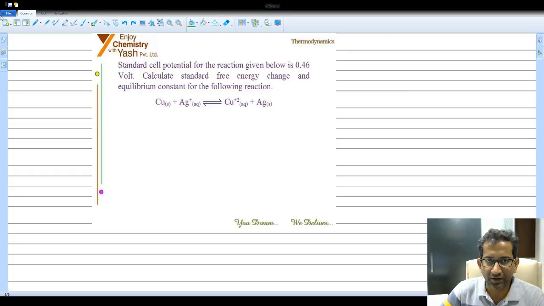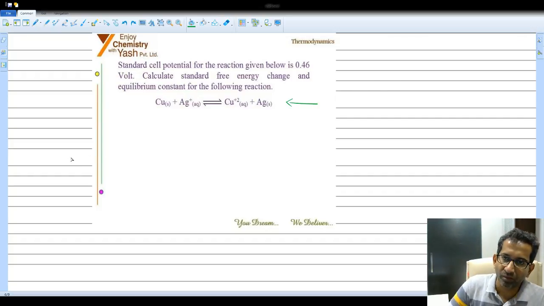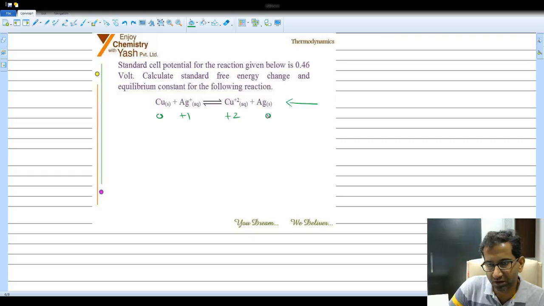So in this case, the value given to you is E0 cell, 0.46 volt, and you can see the equation is given not balanced. We'll have to balance it. Copper is 0, Ag is plus 1, Cu is plus 2 and Ag is 0. So copper undergoes oxidation, Ag plus undergoes reduction.